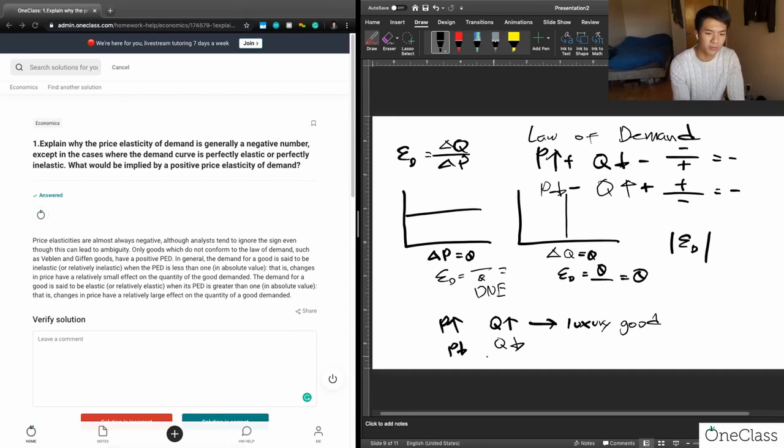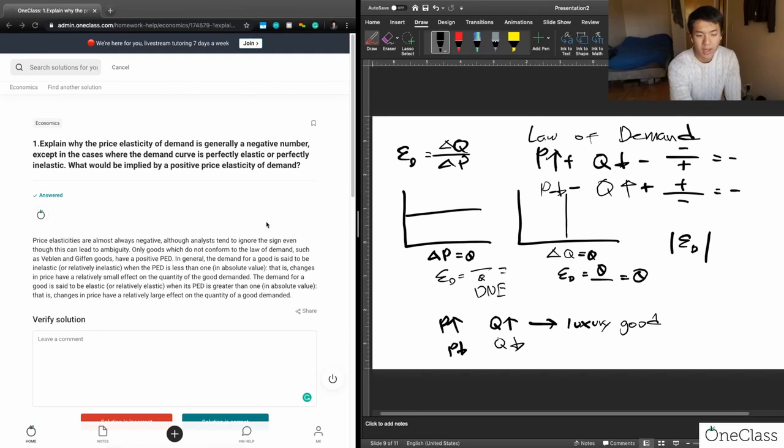Only goods which do not conform to a law of demand, such as Veblen or Giffen goods. Oh, Giffen goods, right? That's what it was called. Great on this tutor for remembering. Have positive PED. Yeah, so that is true. Veblen and Giffen goods are the names of the two goods that would fulfill these two conditions, where either there's an increase in price that allows quantity to go up as well, or a decrease in price which allows quantity to go down as well.